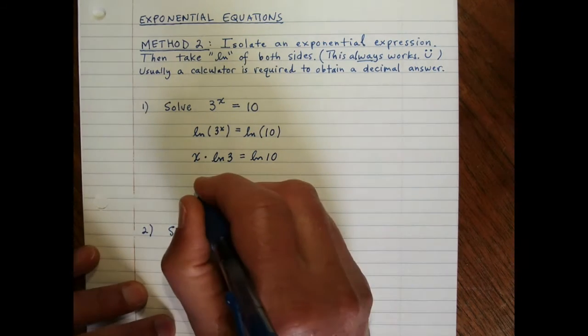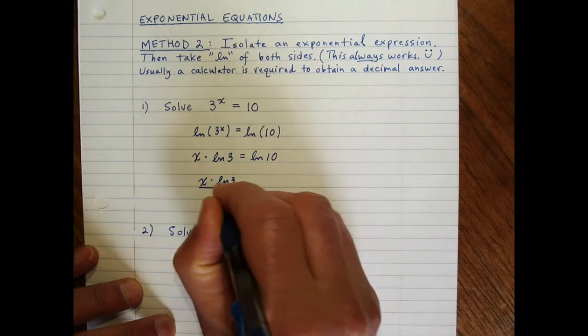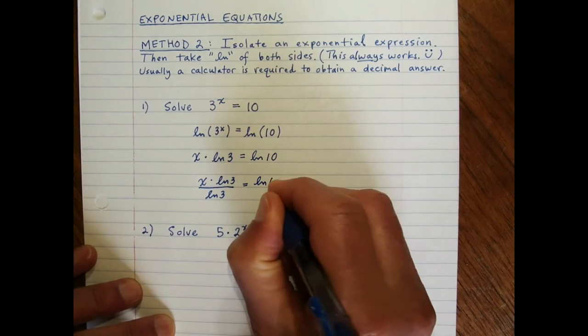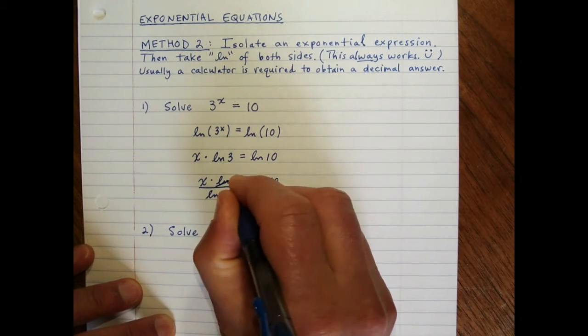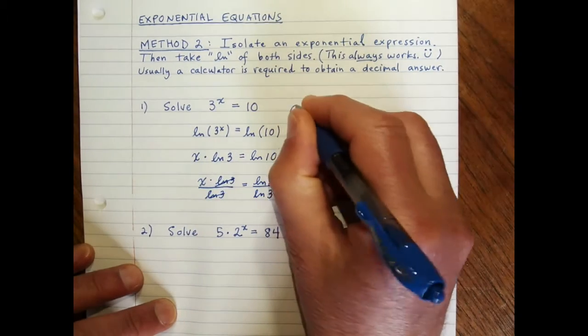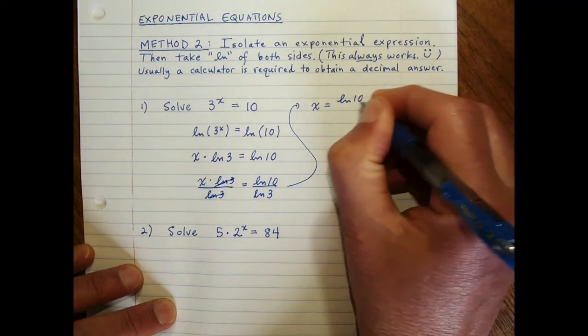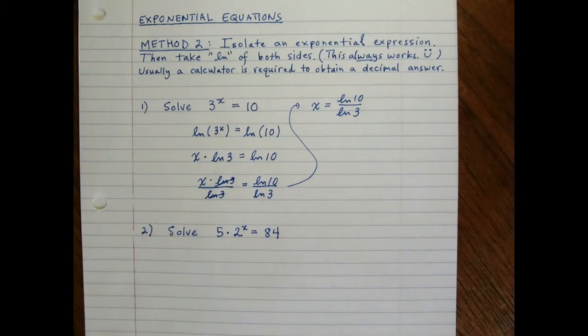So to solve for x, I can just divide both sides by ln 3. So recopy, divide both sides by ln 3. The ln 3 is going to cancel, and we have x equals ln 10 over ln 3. And that's actually our answer.